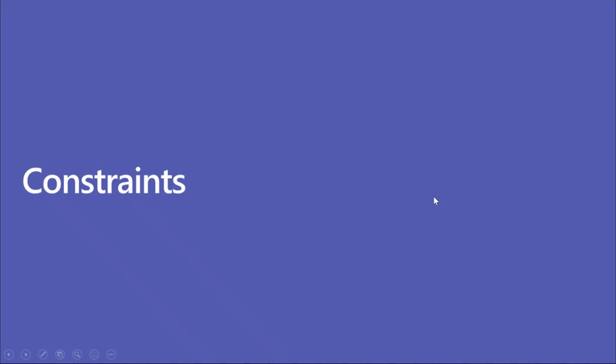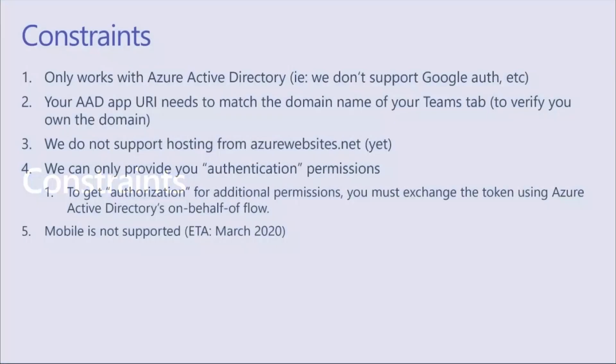Let's look at the constraints. These constraints are important. This is something to keep in mind when you're talking to customers or partners, or when you're just thinking about building an application. Let's go through some of the constraints. This comes up a few times. It works for Azure Active Directory. We don't support Google Authentication. We don't support LinkedIn or GitHub.